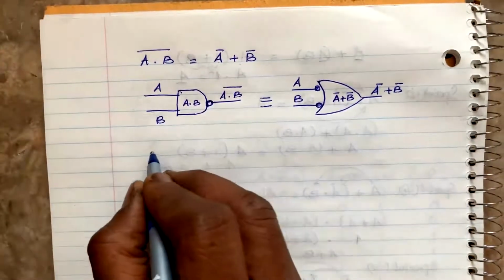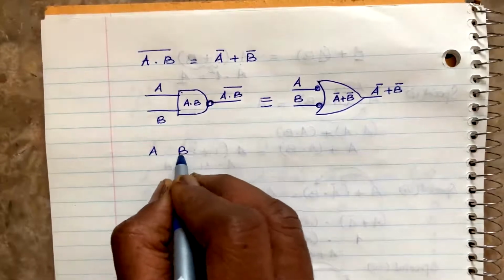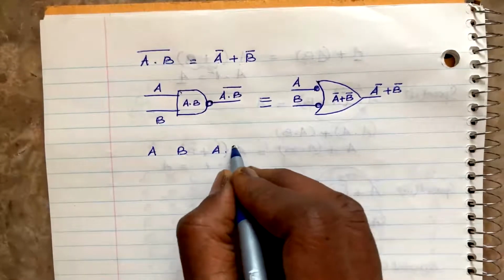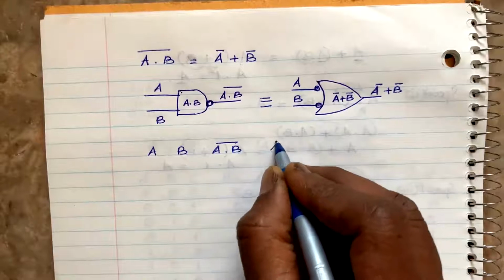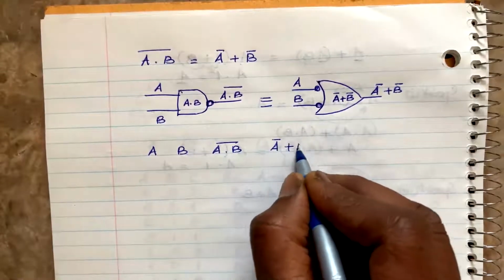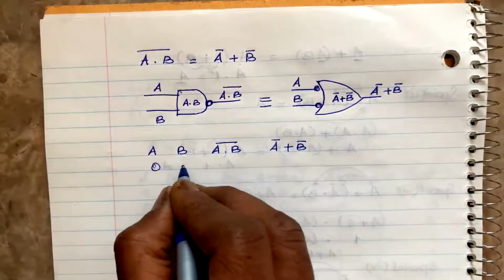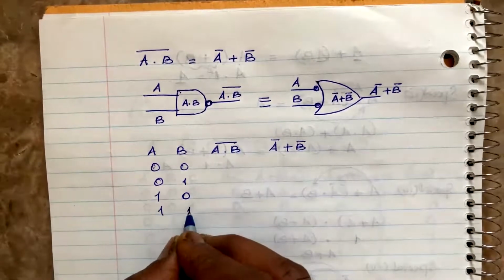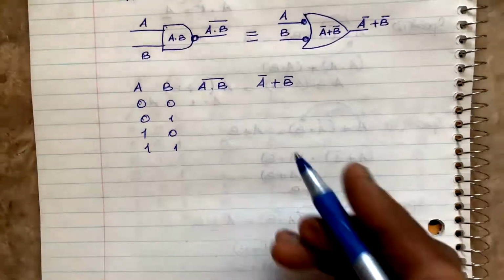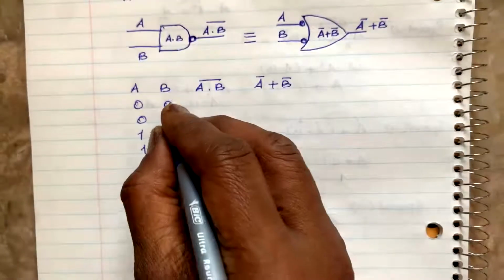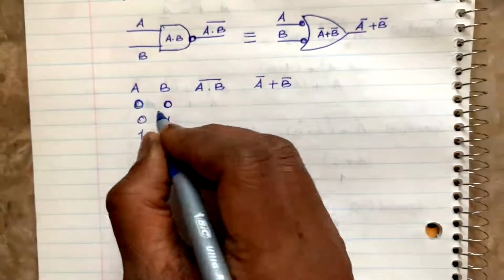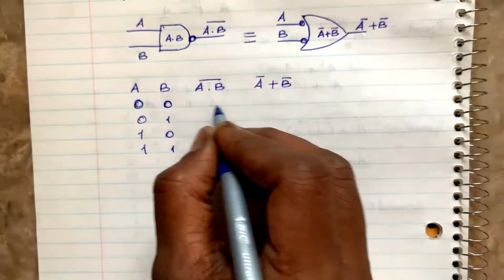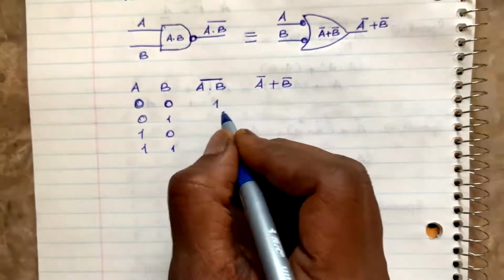Now we can prove by truth table, A dot B the whole bar and A bar plus B bar. 0 0, 0 1, 1 0, 1 1. Now A dot B the whole bar: 0 dot 0 used to be a 0. When it is complemented, it's a 1.